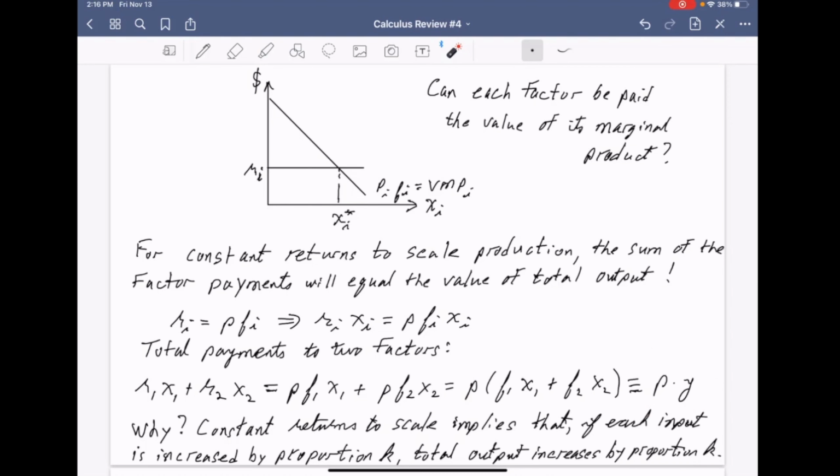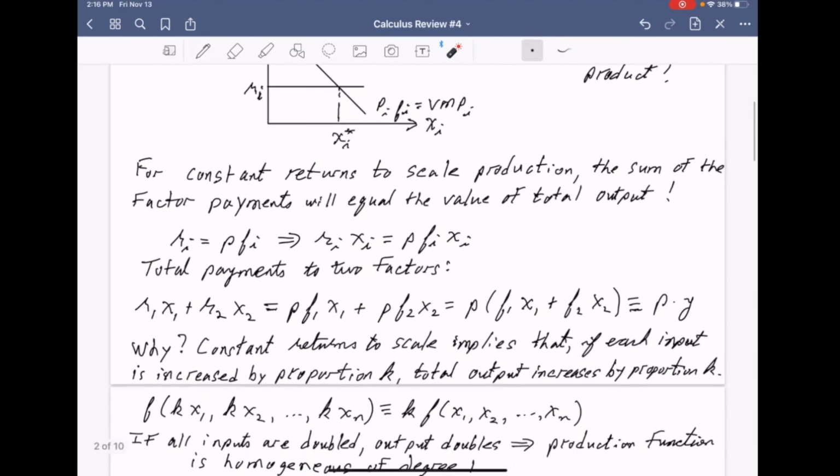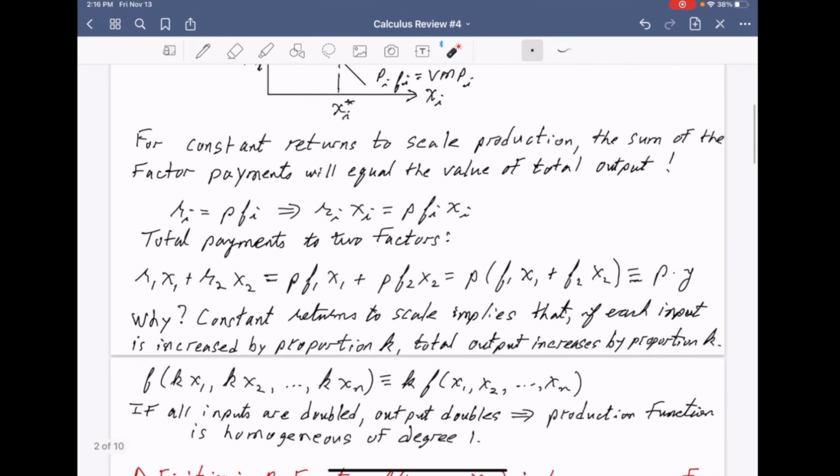This is also the price of the output times the amount of the output, and the amount of the output is given by this linearity. But remember, we're talking about constant returns to scale. Because it is constant returns to scale, that implies that if each input is increased by proportion k, total output will increase by the same proportion k.